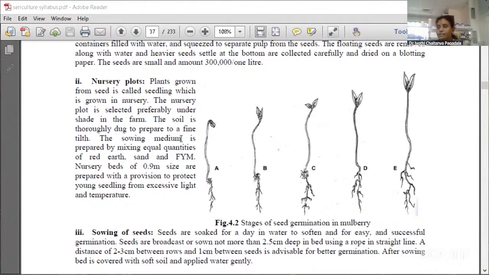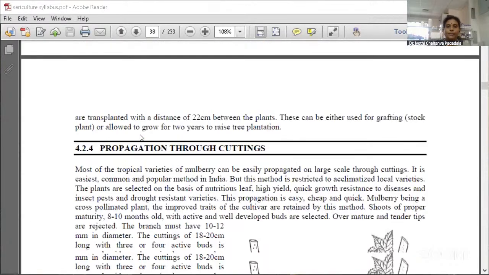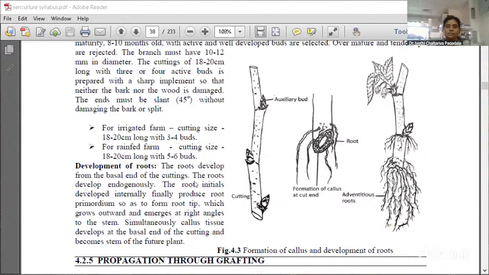Propagation through cuttings. Here you can see the structure. How can we propagate the mulberry plant through the stem cuttings? Here you can see in the figures.